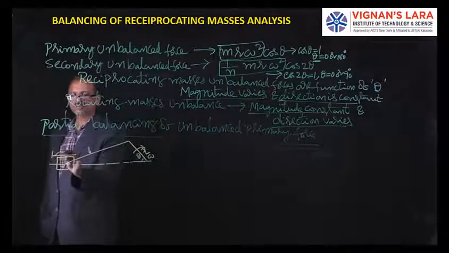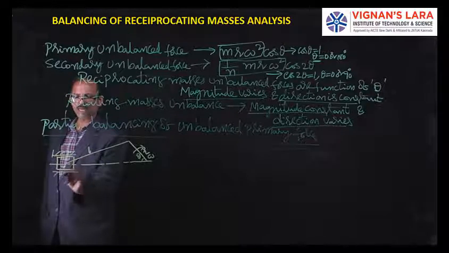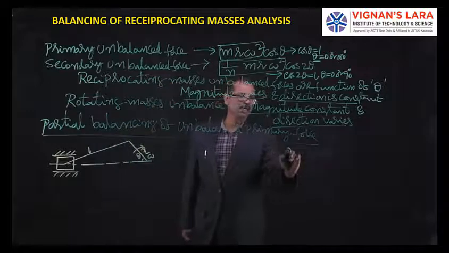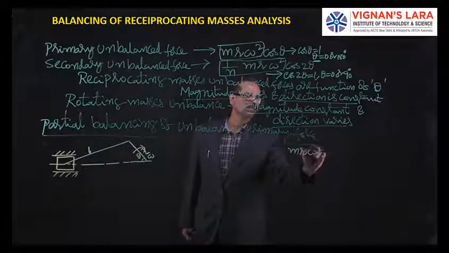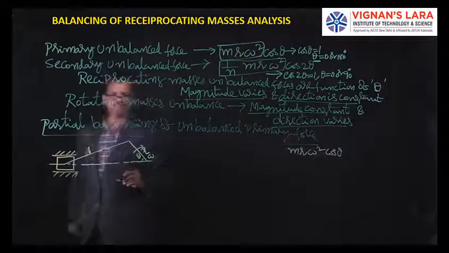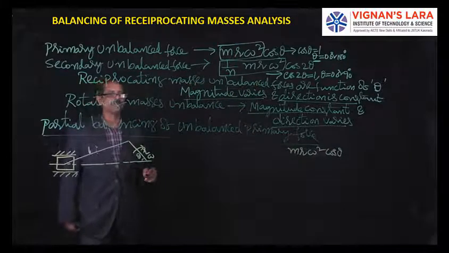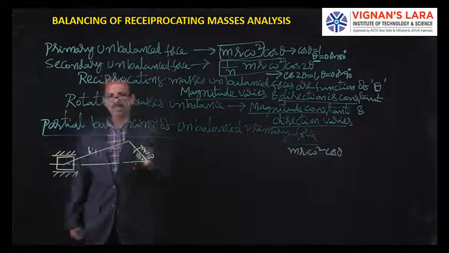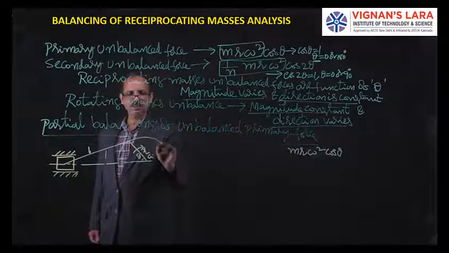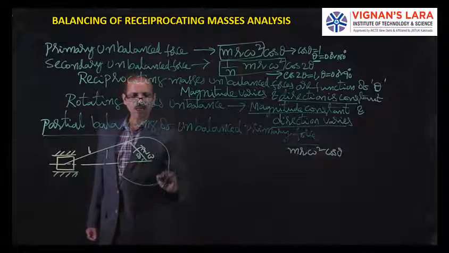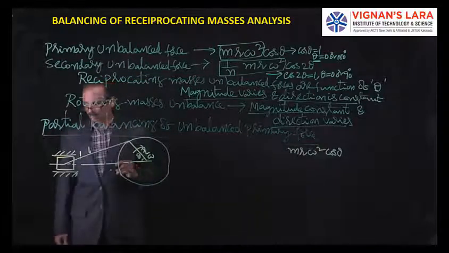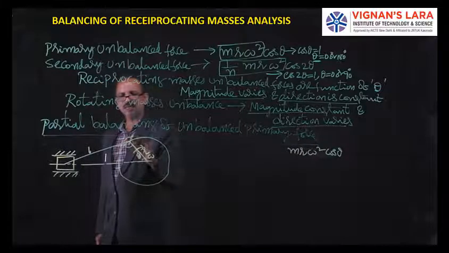So what is the primary unbalanced force? m r omega square cos theta is the primary unbalanced force. Suppose I consider this unbalance as created by introducing a mass here.